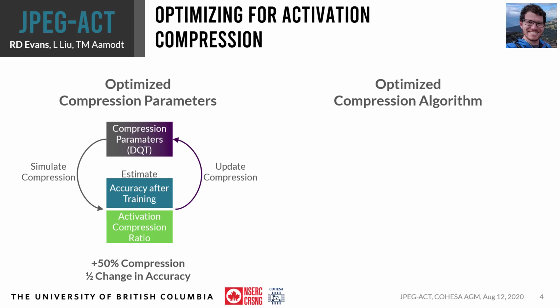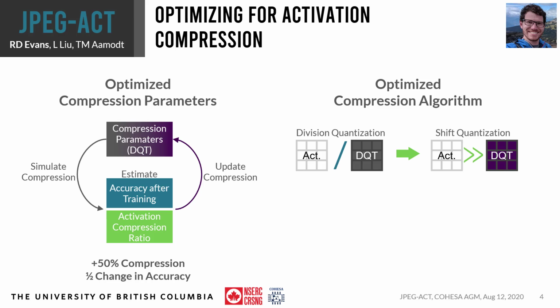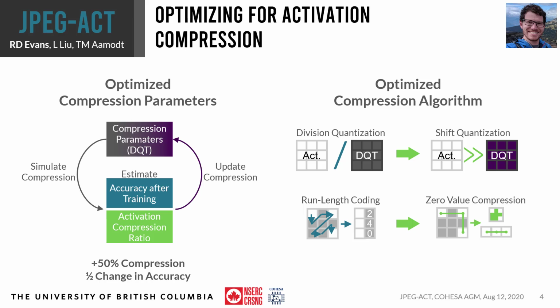The second major contribution is optimizing the JPEG compression algorithm for CNNs. The improvements are switching from division to shift quantization for area reduction, and switching from run length encoding to zero-value compression for better zero extraction. These contribute to better compression, leading to significant performance increases over prior works.